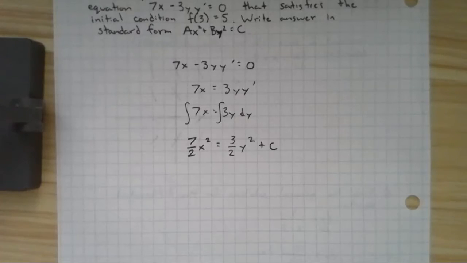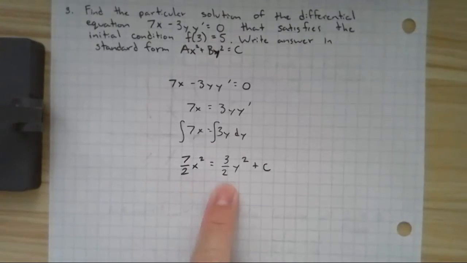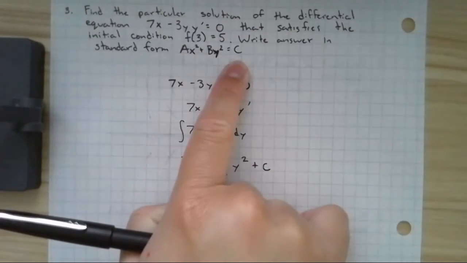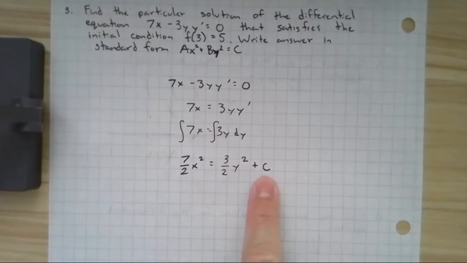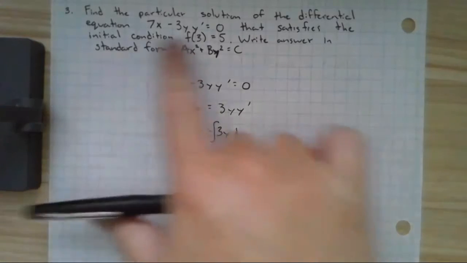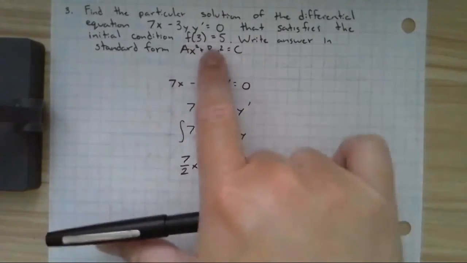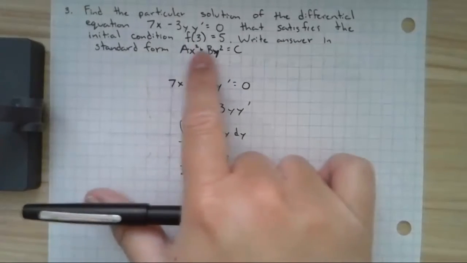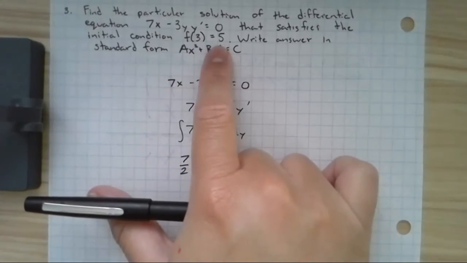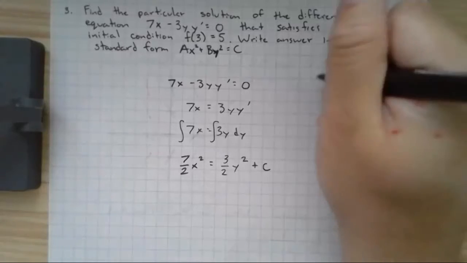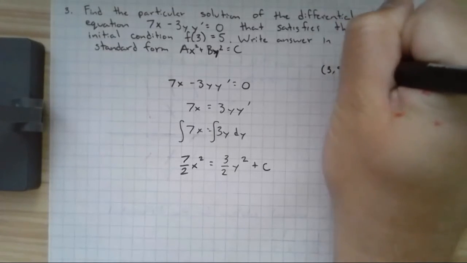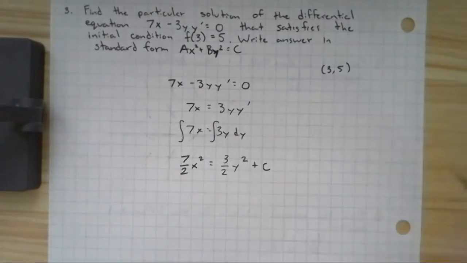Okay, so it's almost in that form that they want our answer in, right? Except I don't know what c is. But did they give us that initial condition? It says that f of 3 is equal to 5, right? So 3 comma 5. When x is 3, the y value is 5. So that's my x and that's my y.